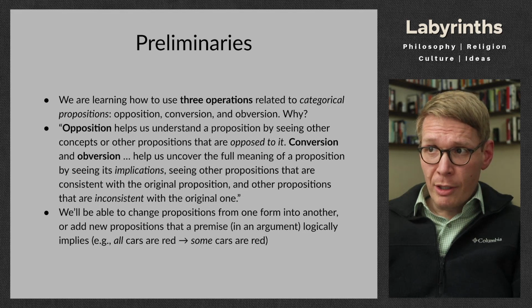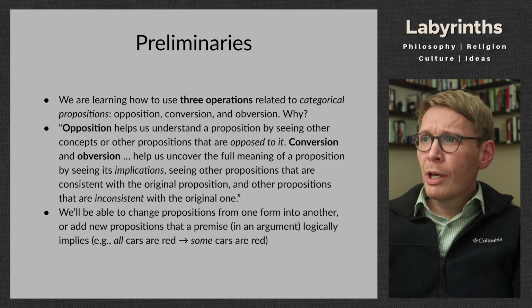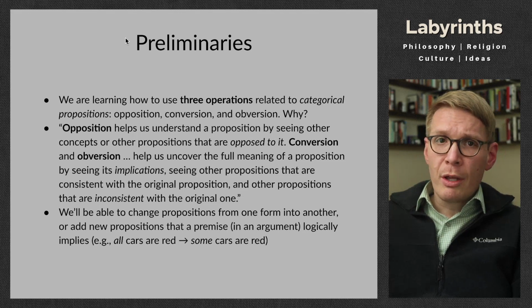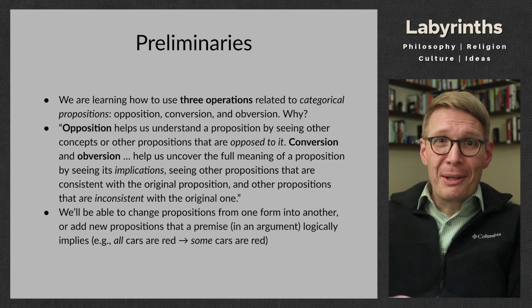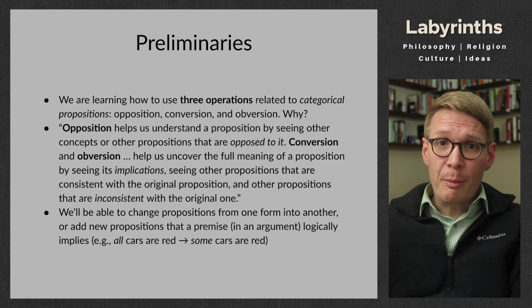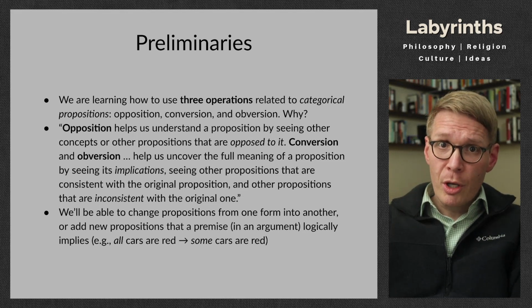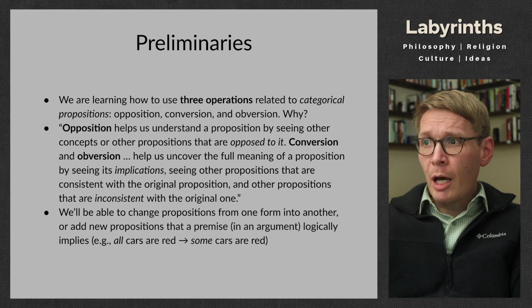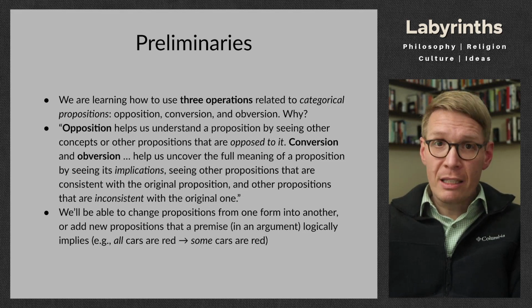Why are we looking at these things? Well, Hauser gives us the following explanation. Opposition, Hauser writes, helps us understand a proposition by seeing other concepts or other propositions that are opposed to it. So again, I'm not gathering any new evidence and I'm not building an argument. I simply see what its opposite is, and I'm able to know something about the truth value of what that opposing proposition will be. Conversion and obversion help us uncover the full meaning of a proposition by seeing its implications, seeing other propositions that are consistent with the original one and other propositions that are inconsistent with the original one.